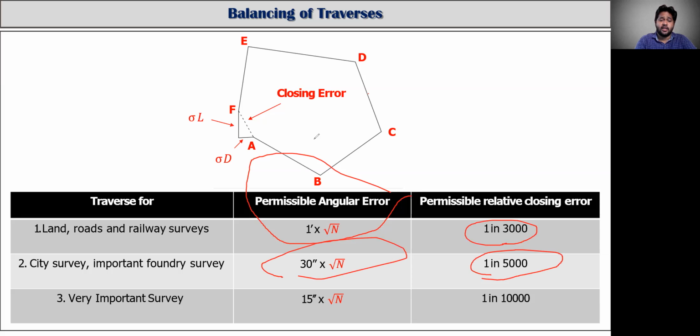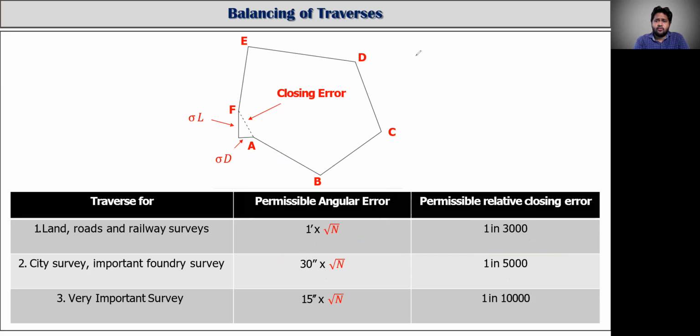According to where we are doing the traversing, for land, roads and railways we need to take the permissible angle error as 1 degree into root of n. If it is a city survey or important boundary survey, it is 30 seconds into root of n, that is 1 in 5000. For a very important survey, it is 15 seconds into root of n, that is 1 in 10,000. This we need to take to minimize the errors in latitudes and departures.